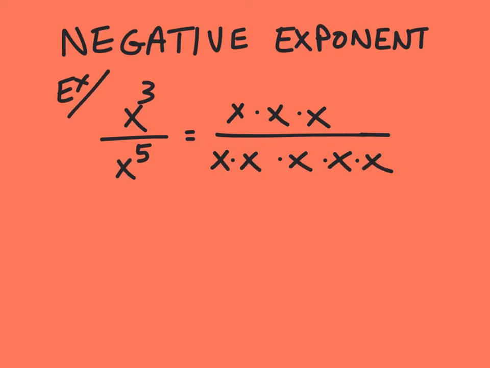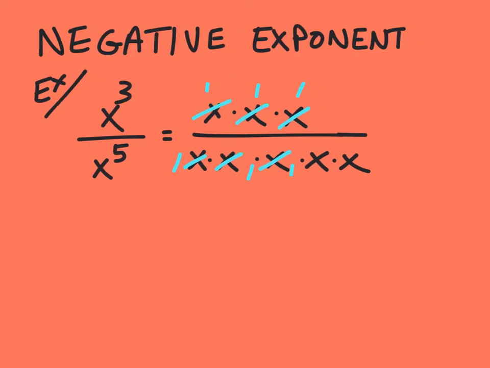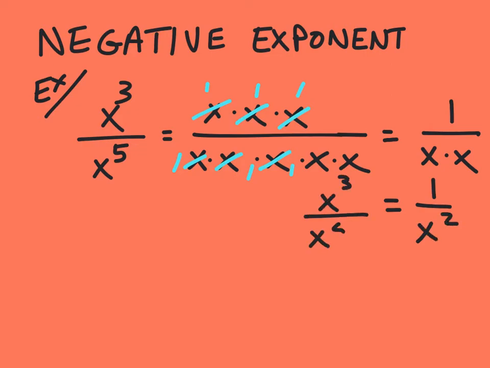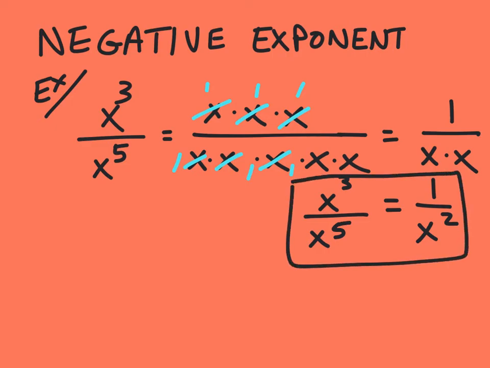So now let's start dividing things out. If I divide out the x here and the x here, those divide out to 1. X divided by x divides out to 1 over 1, and then x divided by x divides out to 1. As a result, look what you've got. You've got 1 over x times x, which gives us 1 over x squared. So x to the 3rd over x to the 5th simplifies to 1 over x squared.